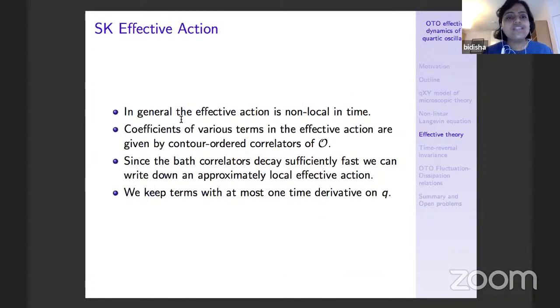As I already discussed, this effective action is in general non-local in time, and the coefficients of various terms in the effective action are given by contour ordered correlators of bath operators. Because you are integrating over the bath, you are writing down the effective action for the particle. The various terms come with coefficients, and these coefficients are precisely determined by contour ordered correlators of O. Now, since the bath correlators decay exponentially fast in the particular model chosen, or for suitable models, the effective action becomes local in time. We keep at most the first time derivative on Q in this effective theory, because all the higher time derivatives will be suppressed by one over capital omega, which is a very small number.